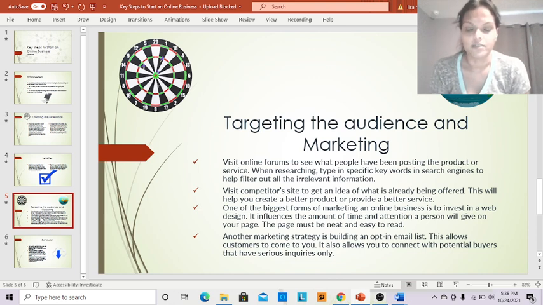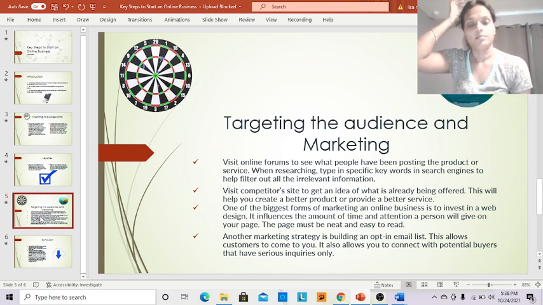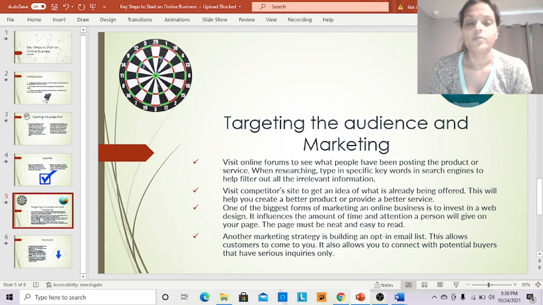Marketing strategies are, of course, about building that clientele. One of the strategies is building an opt-in email list. Building an opt-in email list pretty much ensures that whoever is reaching out to you via email is genuinely interested in your product or service. It's not random, where you can't tell the difference between who is interested and who is not. So you're not having to spend a lot of time filtering out that information.